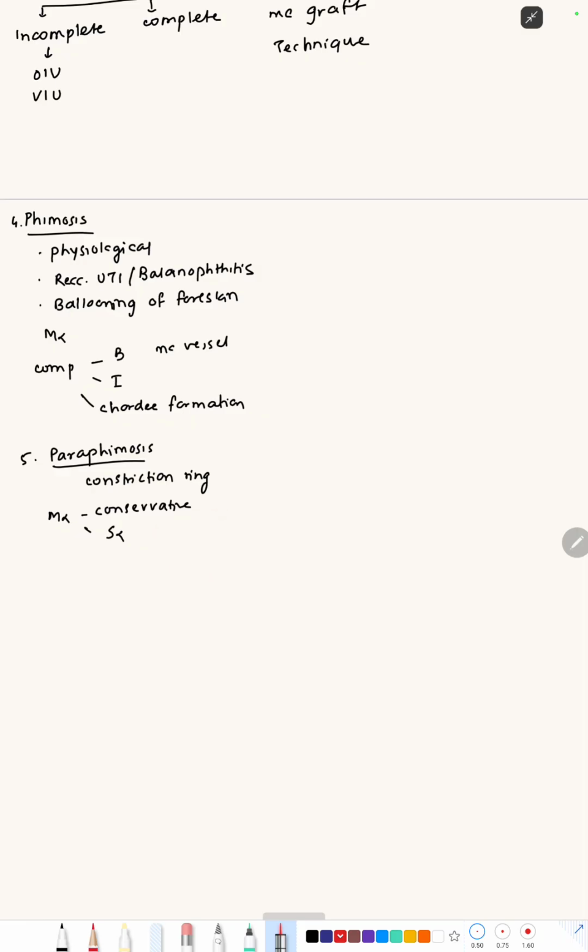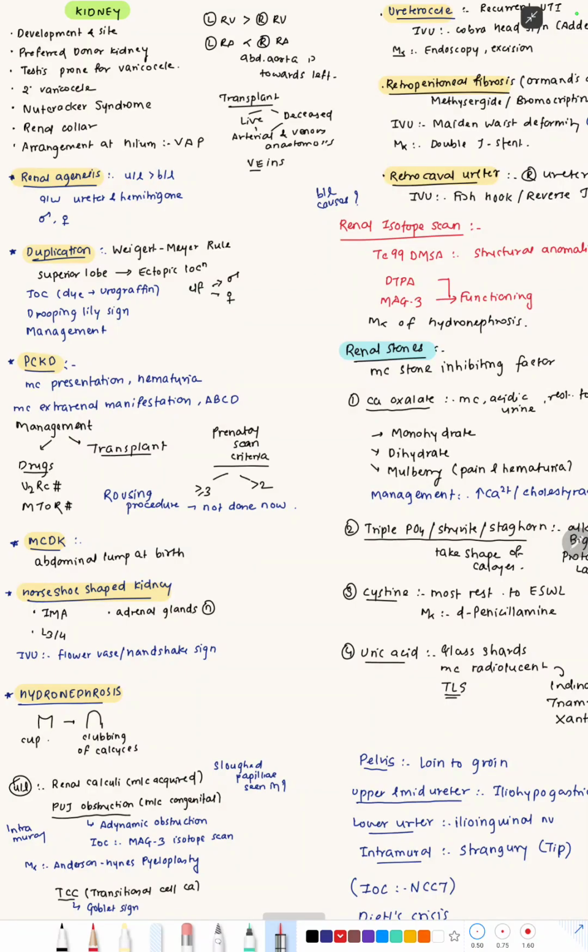So this is about the urethra and the pelvis as well. So starting off with the first thing, that is the kidney now. So the kidney, the development and the site of the kidney. So development of the kidney, it happened through the metanephric buds. The site of the kidney is the iliac fossa.